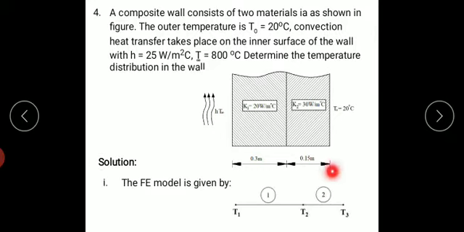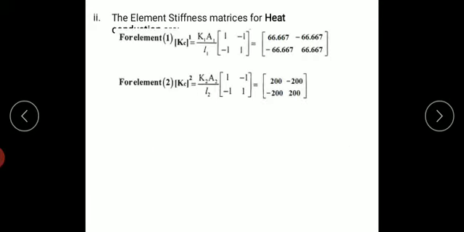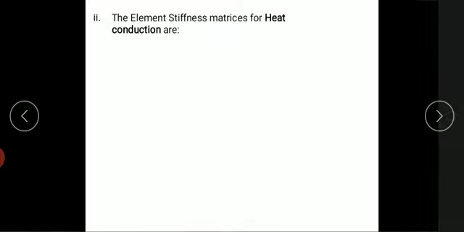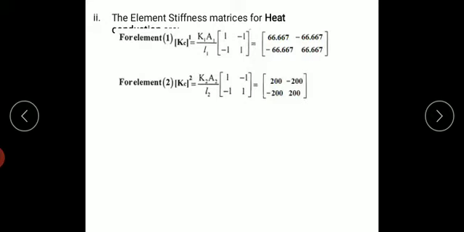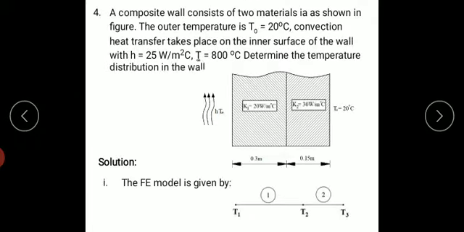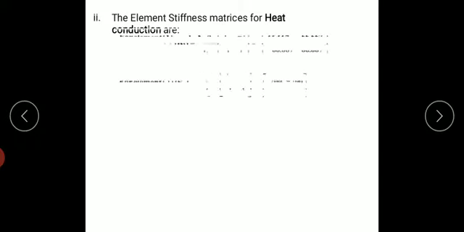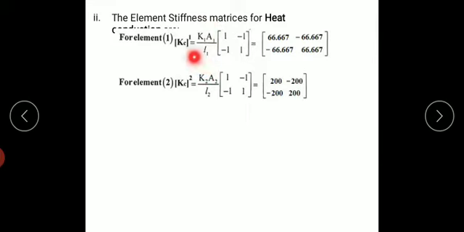So I have two elements and three nodes T1, T2, T3. Here the same thing, the stiffness matrix for the heat conduction. Kc1 is equal to KA1 by L1. Same thing here also, area is not specified, you can take it as unity. So I know the K1 value, I know the K2 value. K1 is 20, K2 is 30. So 20 into 1 by 0.3, and 30 into 1 by 0.15.